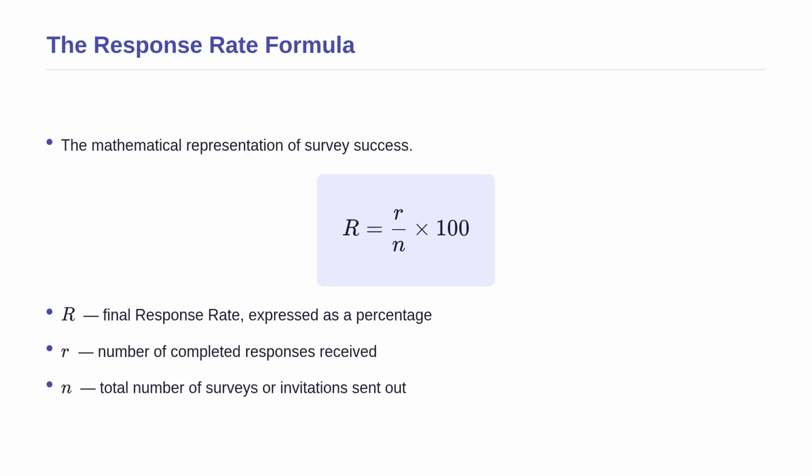Conceptually, when the value of R increases while N stays the same, our response rate goes up, indicating a highly successful effort. Conversely, if N is very large but R remains small, the response rate drops, warning us that our method might be failing.